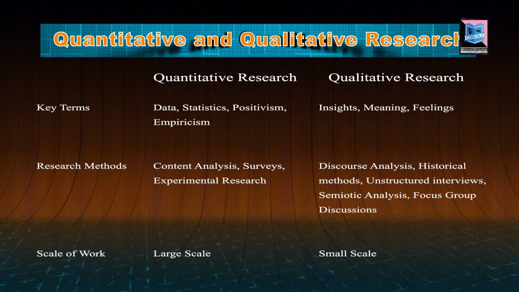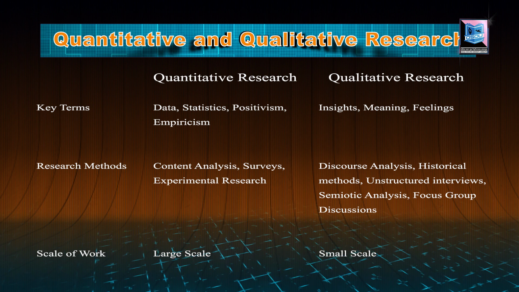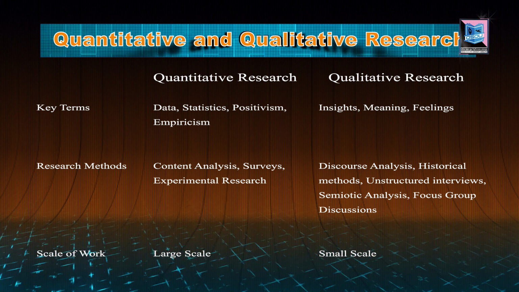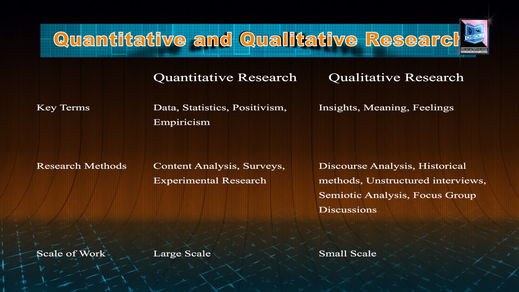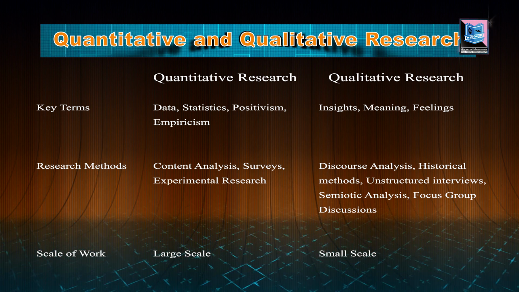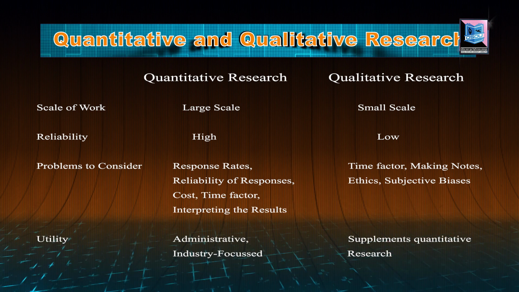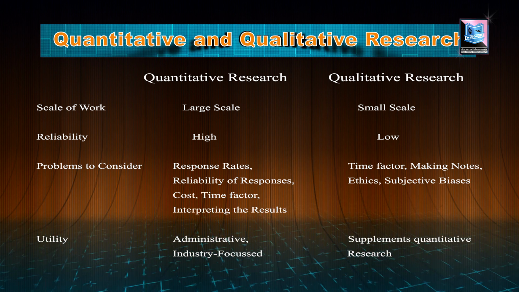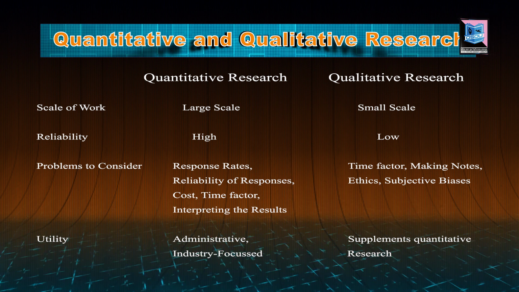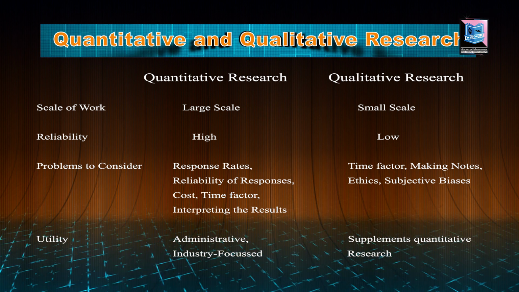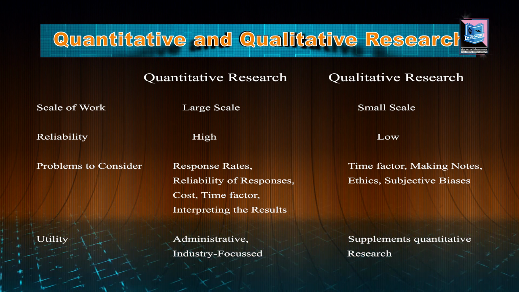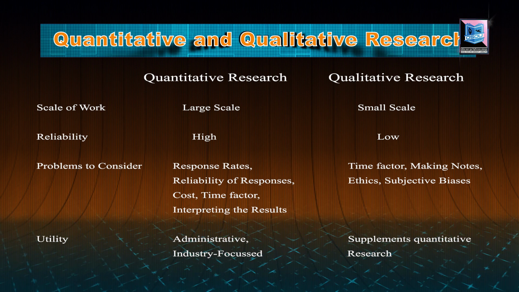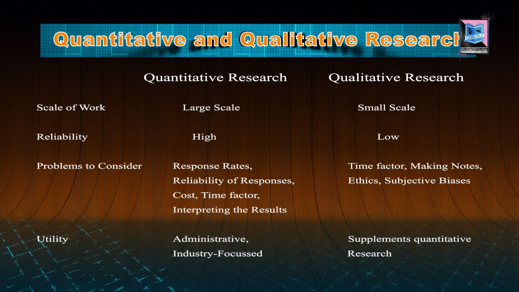Qualitative and quantitative research can be distinguished on many parameters. Some of these parameters are the key terms that we use while describing or conducting these researches. They could be on the basis of the research methods that are being used while doing both qualitative and quantitative research. The distinction could be based on the scale of work. The distinction could be based on the reliability, the problems that each one of them focus on. The distinction could also be based on the utility of both the researches. A researcher, while doing quantitative research, for instance, may use terms like data, statistics, and someone when he or she does qualitative research may use terms like insights, viewpoints.